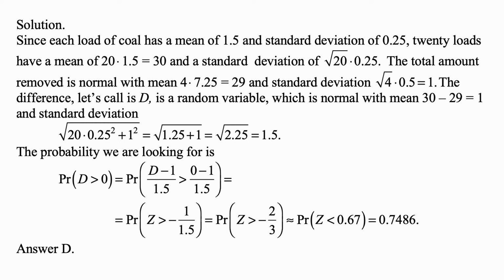And that's the same as the probability that Z is less than positive 2/3. So Z more than negative 2/3 has the same probability as Z being less than positive 2/3. That's approximately 0.67. So we want the probability that Z is less than 0.67, and from the table we look it up as 0.7486. And that's answer D.